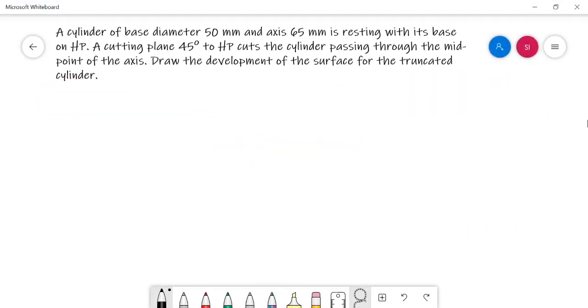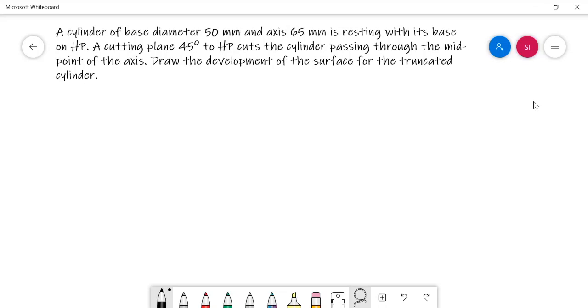The question is: a cylinder of base diameter 50 mm and axis 65 mm is resting with its base on HP. A cutting plane 45 degree to HP cuts the cylinder, passing through the midpoint of the axis. Draw the development of the surface for the truncated cylinder. This is the problem.